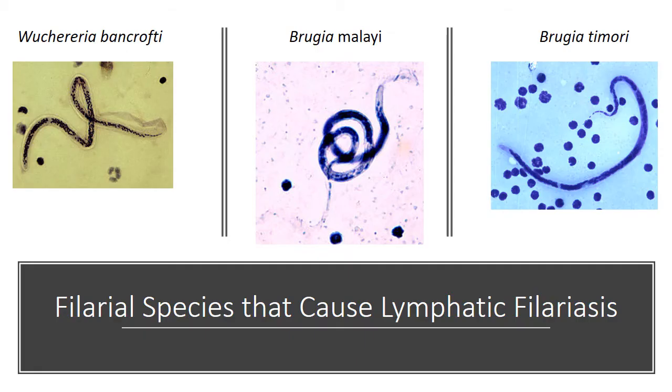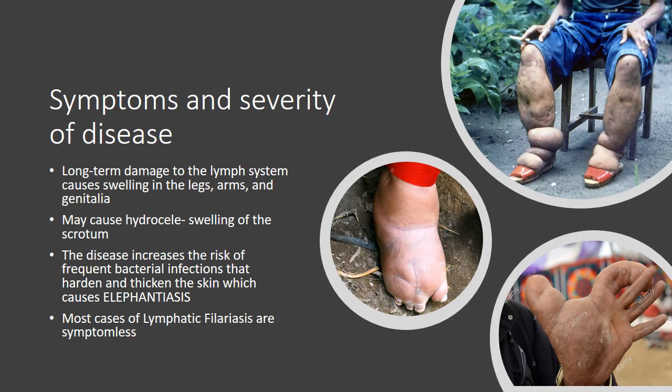Moving on, I put 3 pictures of the 3 different roundworms just so you guys can see them. Symptoms and severity of the disease. So long-term damage to the lymph system causes swelling in the legs, arms, and genitalia. This is also known as lymphedema. This mostly affects the legs, but can also occur in the arms, breast, and genitalia.